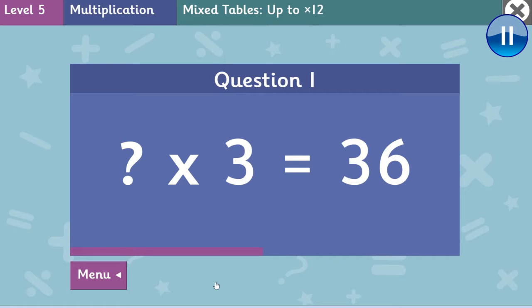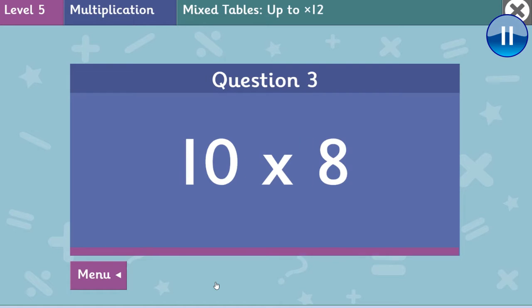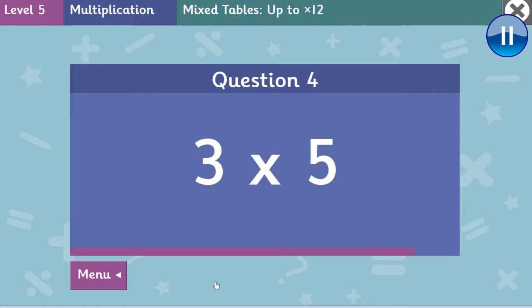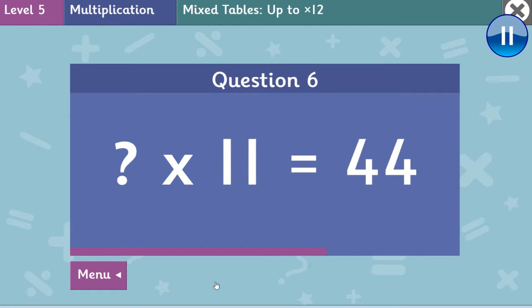Question 1. Something times 3 equals 36. Question 2. 6 times 11. Question 3. 10 times 8. Question 4. 3 times 5. Question 5. Something times 12 equals 48. Question 6. Something times 11 equals 44.